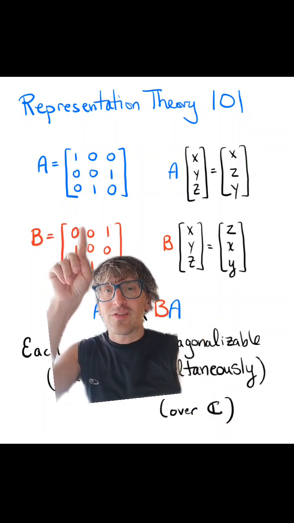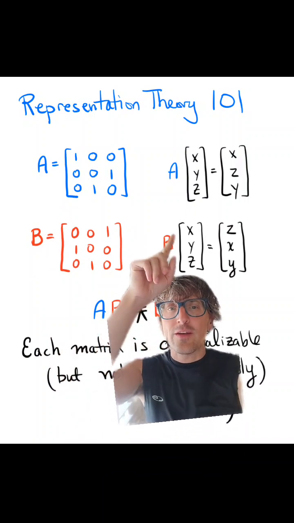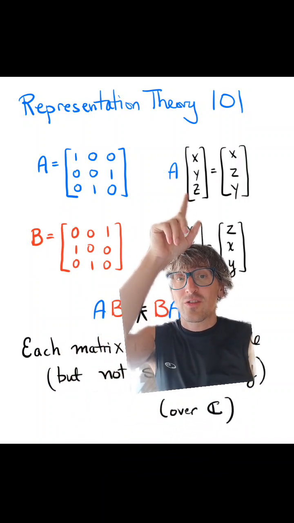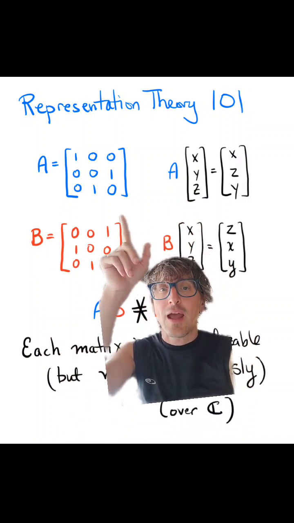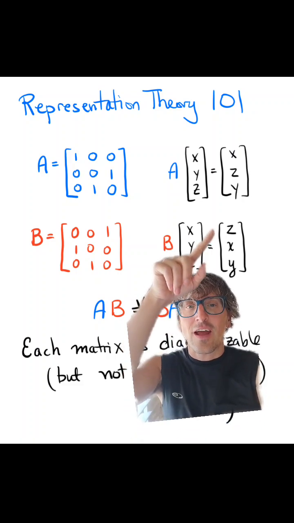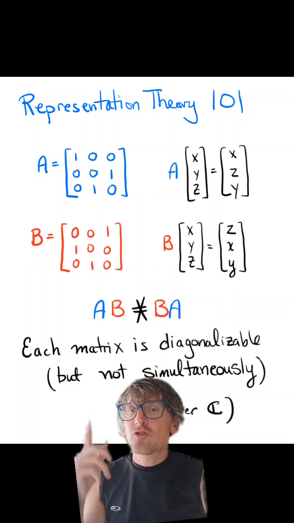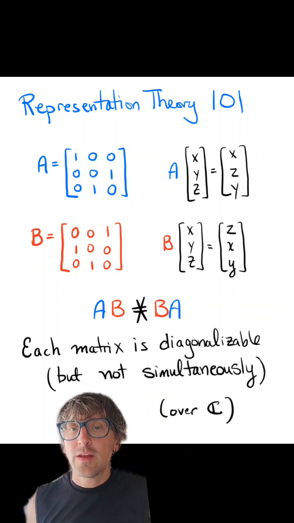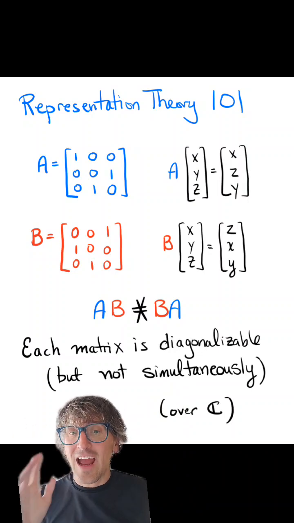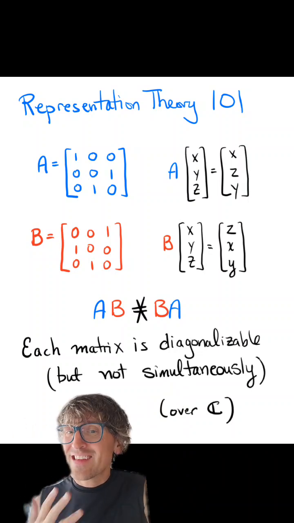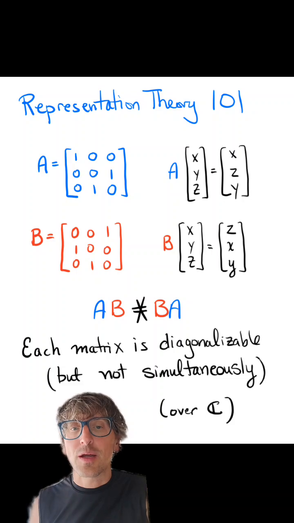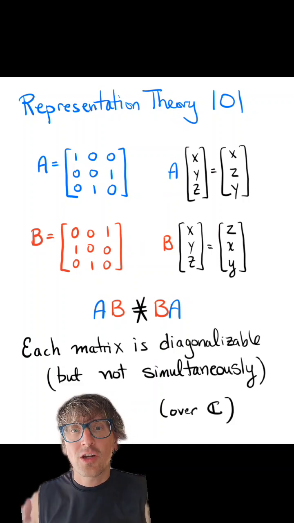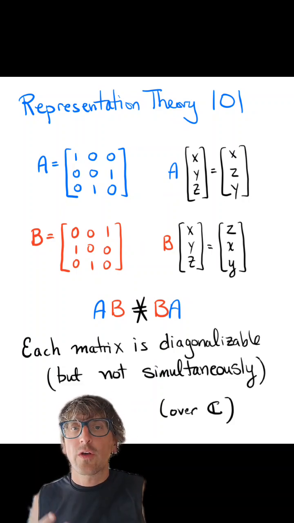So these two matrices here are pretty simple. If you look at what they do to a vector, this thing just switches the y and z coordinates if we multiply by A, whereas this thing just cycles through those entries. Now you can check that these matrices do not commute with each other, and each matrix is actually diagonalizable. You just can't do it at the same time, and I'm going to explain why. You're going to see some complex numbers in here. This whole series is going to be working over the complex numbers.